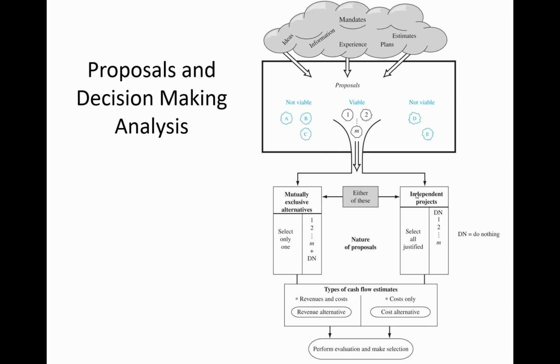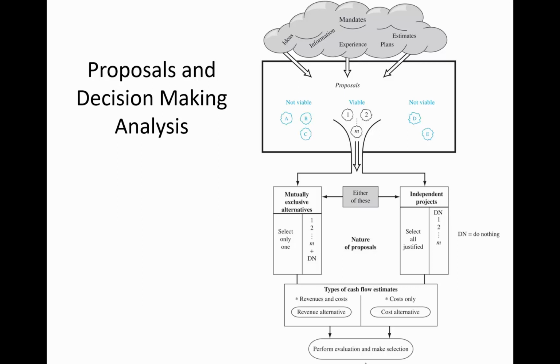On the other hand, independent projects are those where you can accept any of them that are good, that will be yielding a return above the MARR. Remember, minimum acceptable rate of return. So independent projects, you can pick as many of them as are economically justified.